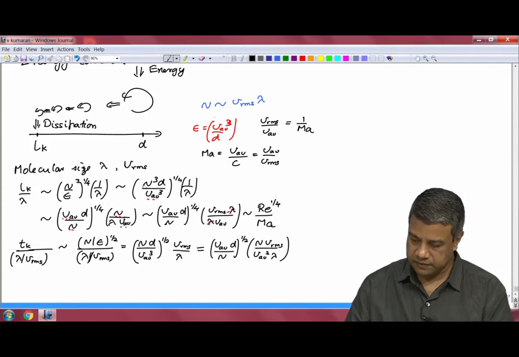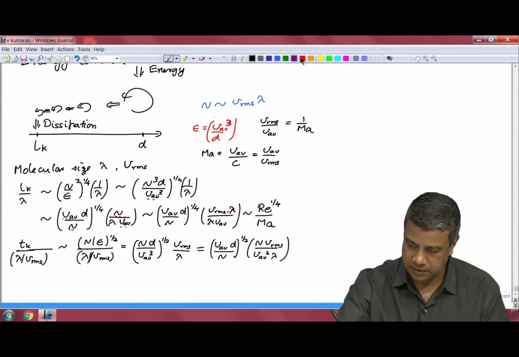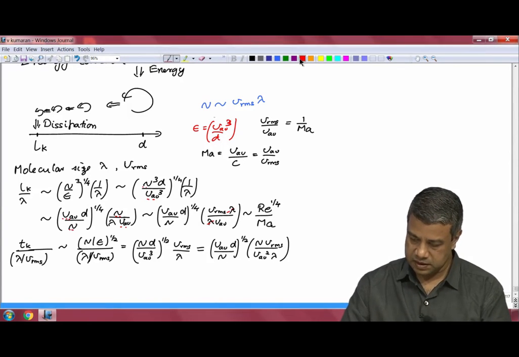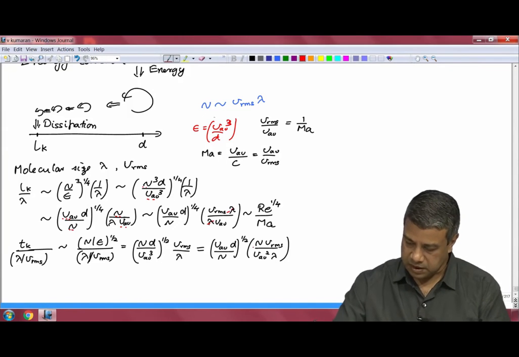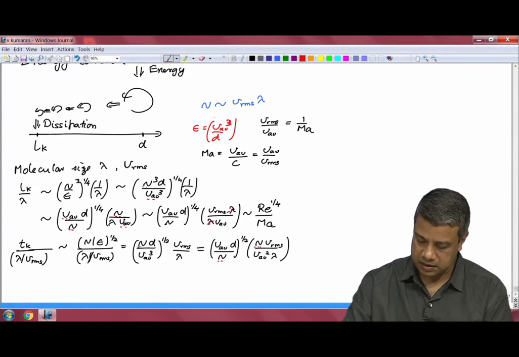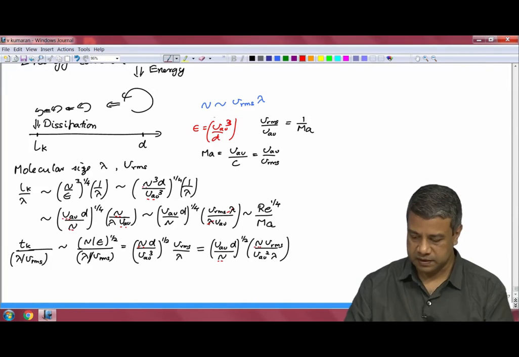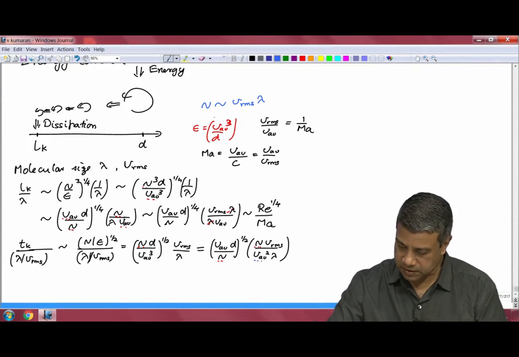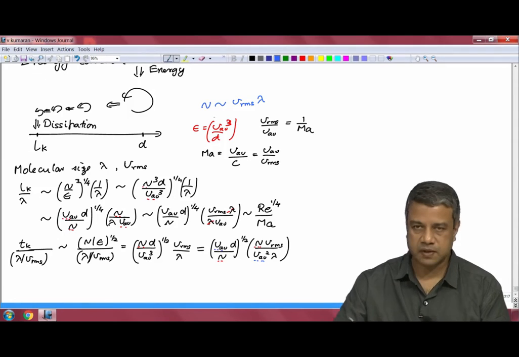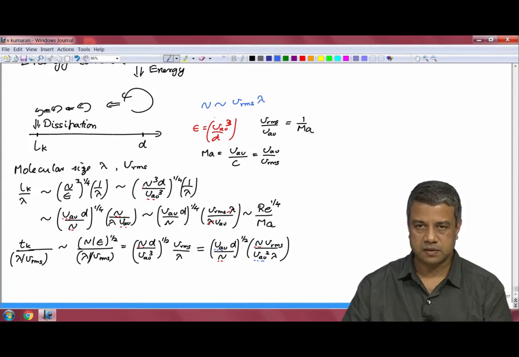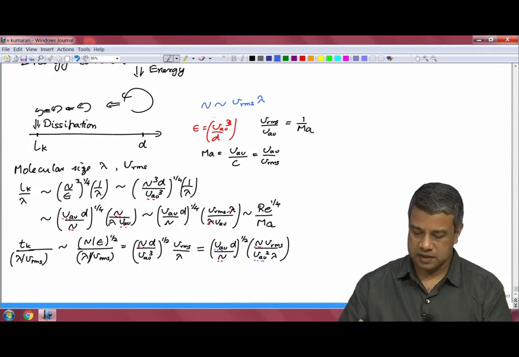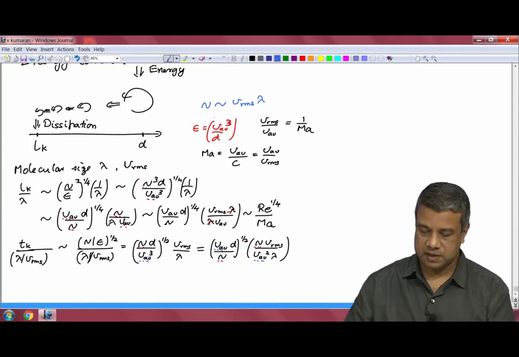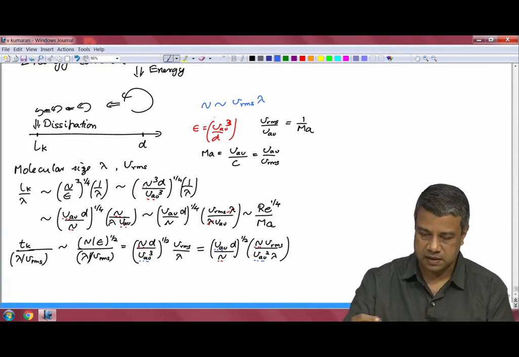So, you can easily verify that the dimension of diameter is the same in both of these cases. I have a nu in the numerator and a nu power half in the denominator, and that is the same as nu power half here. And then I have an average velocity square in the denominator, average velocity power half in the numerator. So, that is V power minus 3 by 2, which is the same as it is here. So, it is just this equation rearranged.